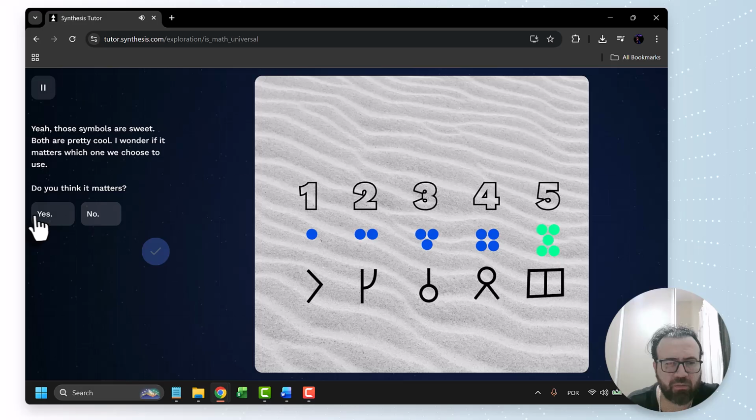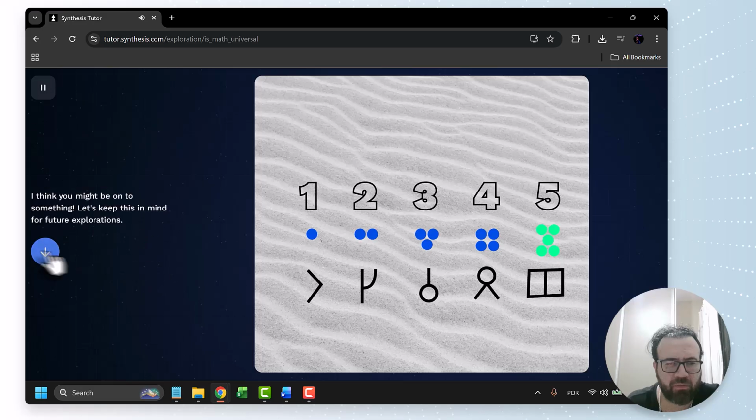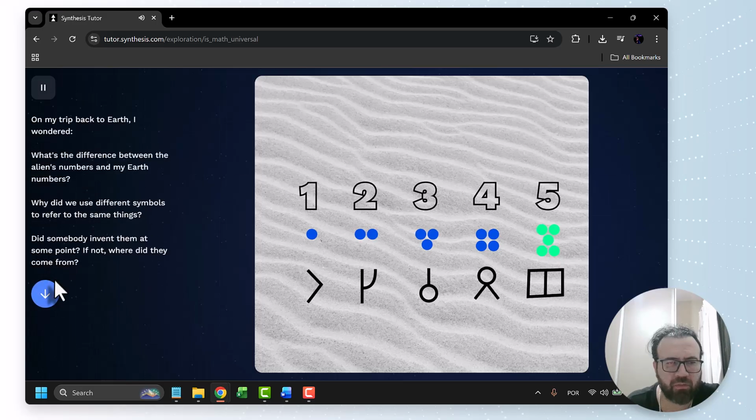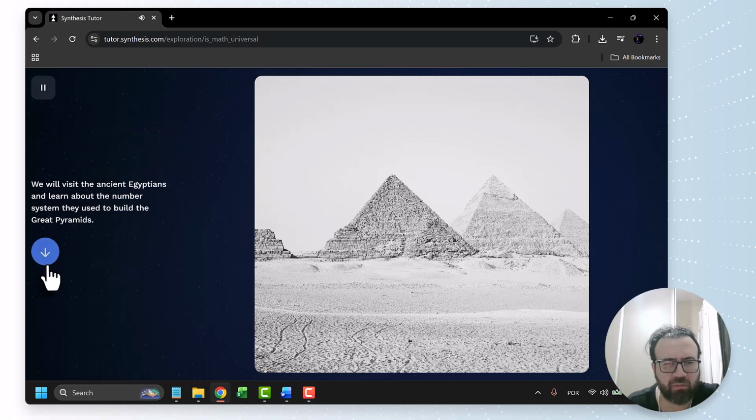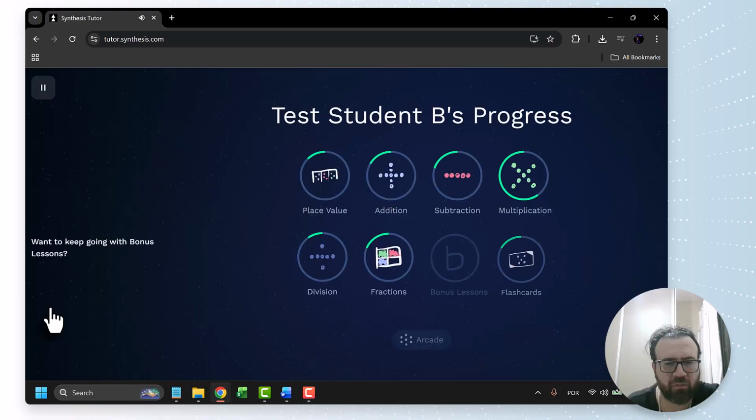Aren't the alien symbols cool? Yeah, those symbols are sweet. On my trip back, are you excited to dig into these questions? I'm glad. We'll see how numbers and math were used to put people on the moon. Want to keep going with bonus lessons?